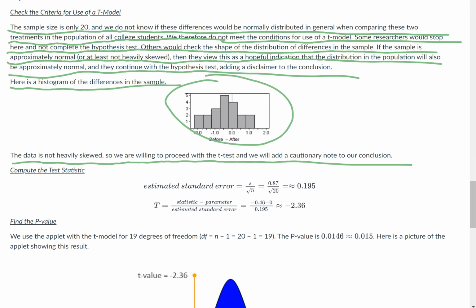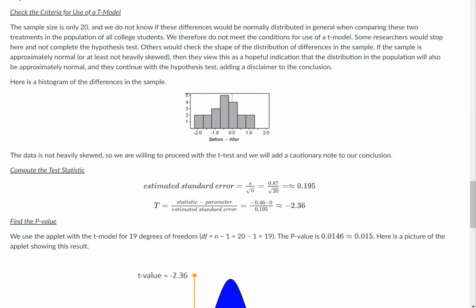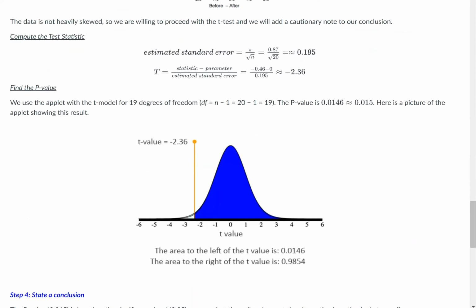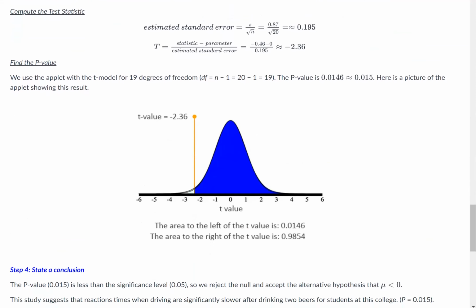So just make sure in your conclusion that we have our cautionary note. Okay, we don't know really if this is normally distributed, and we might not have 30 or more people in our sample, but this is what we got. So let's compute the test statistic.